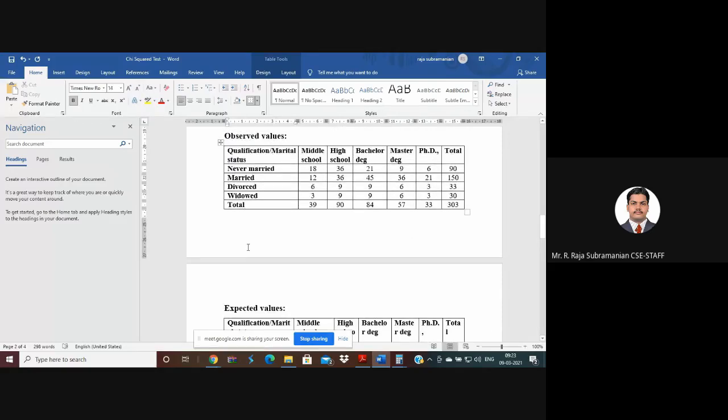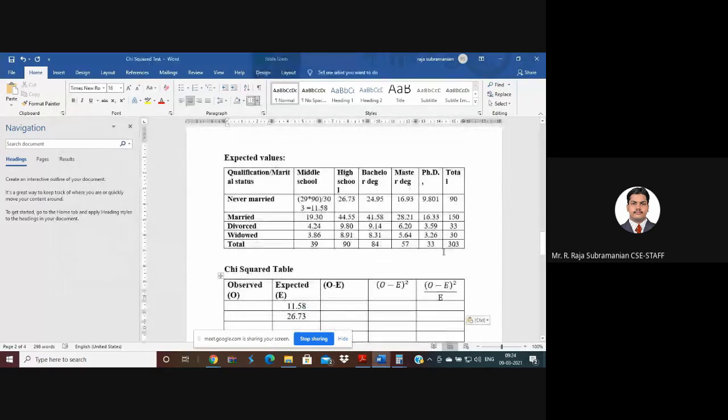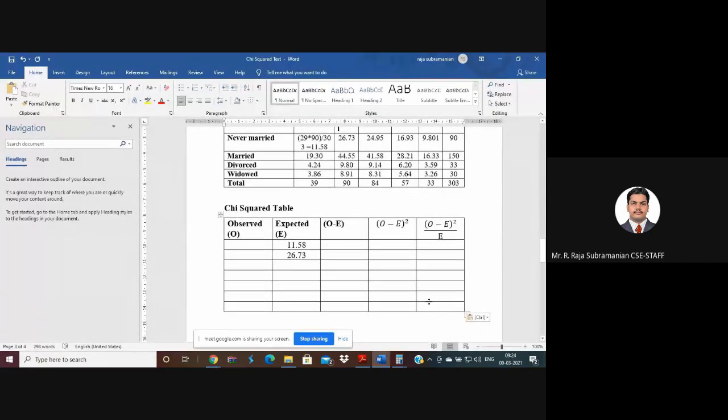Can you take a screenshot of this and tell me the observed values one by one, from 18 to 33? Can anyone do that? Shall I go down? Yes, please be unmuted. Don't make me shout, please. What will be the observed values? What is the first one? 18, sir.